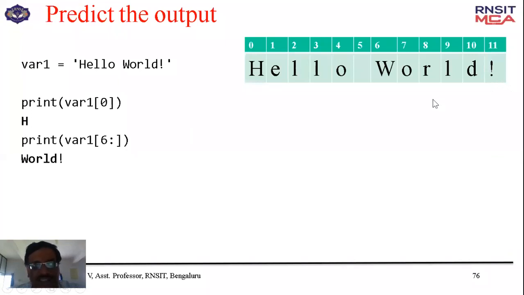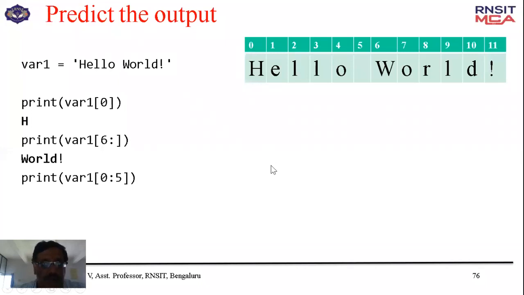Congratulations to all the students who answered correctly. Most of you have done it. If I give -1 as the ending position, it will print only world, without the last character. So the -1 position is not considered. But in this case, it will take the entire string. That's what I wanted to show.